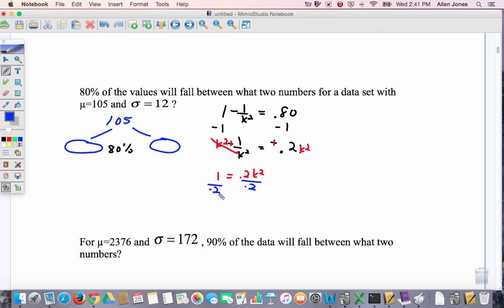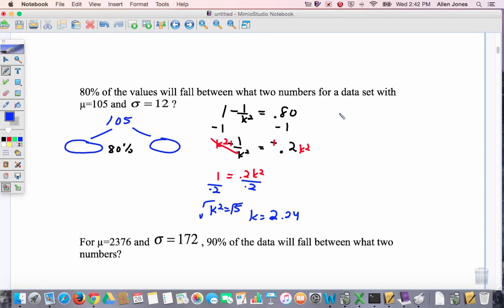I'm trying to solve for k, so I'm going to divide by 0.2. And k squared now equals 5. If I take the square root of both sides, k is going to equal about 2.24. Square root of 5 is 2.24.